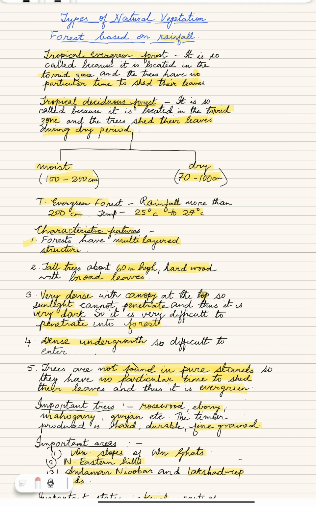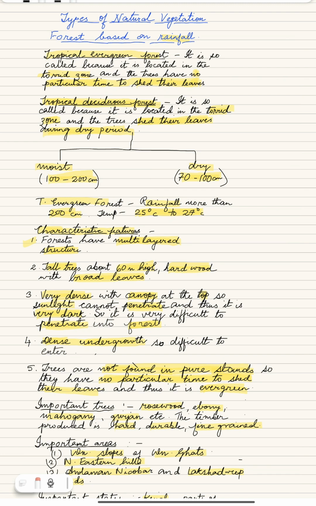Now, a very common question from this part: what defines tropical evergreen forest? It is found in the torrid zone and the forest always looks green since the trees have no particular time to shed their leaves. Suppose I ask you why this tropical evergreen forest is commercially not important. One, the forest has a canopy at the top, therefore sunlight cannot penetrate and it remains very dark and very dense.